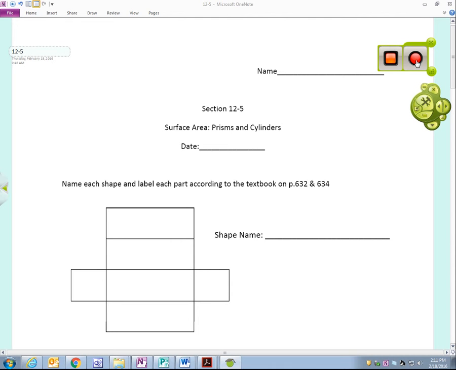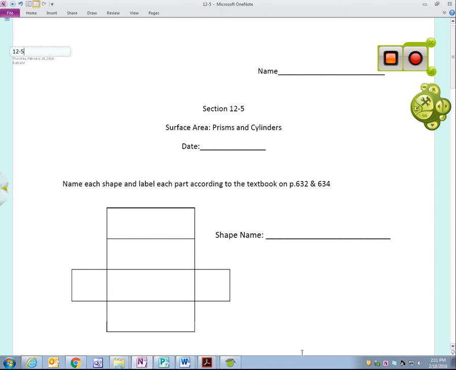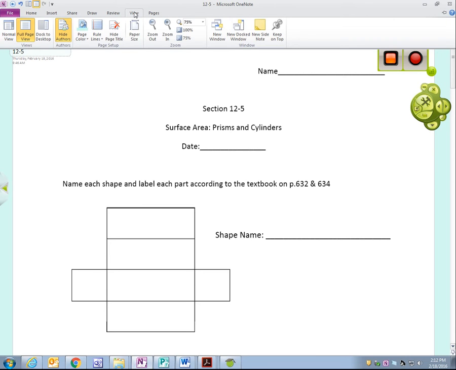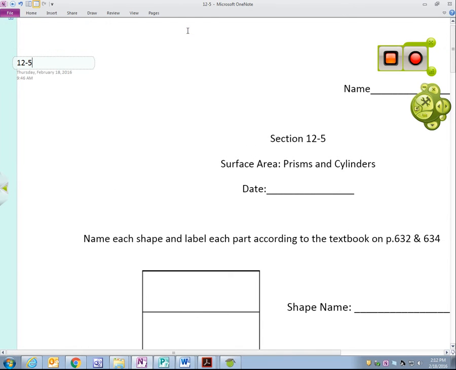So surface area and prisms. This is day 1 of a 2-day section. Some of you might find this super duper easy, but it's all about your geometric mental vision, I guess you could say.